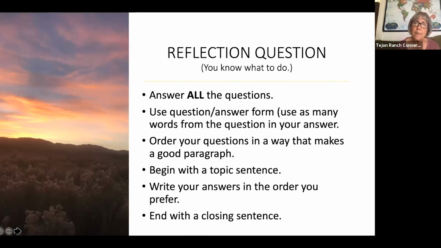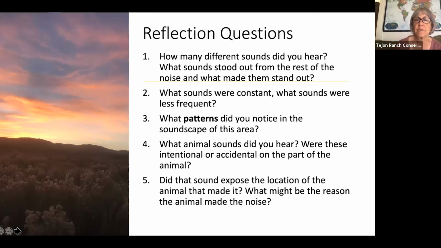Start with any topic sentence you want to write. Write those answers in the order in which you chose, and then end with a closing sentence, and you will have a perfect scientific paragraph. So here are your questions. Now, a couple of them are multiple questions, but you can morph them into one answer.